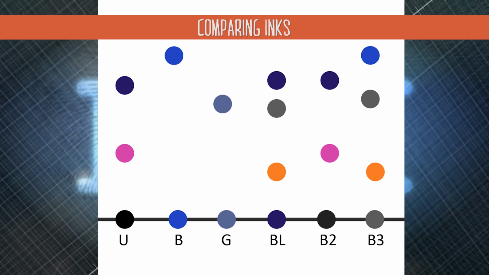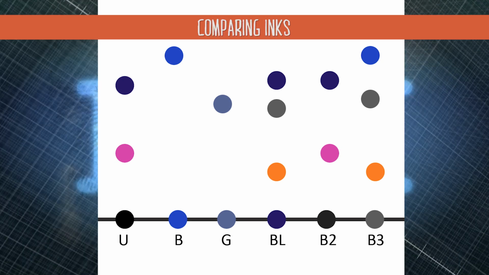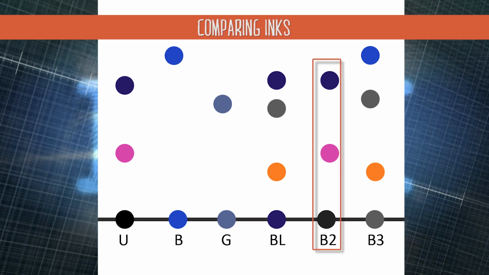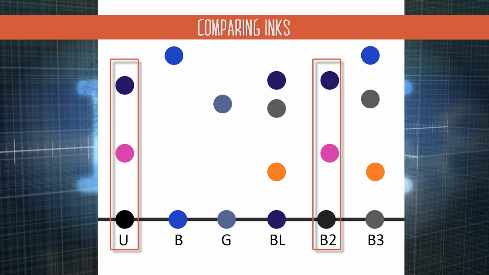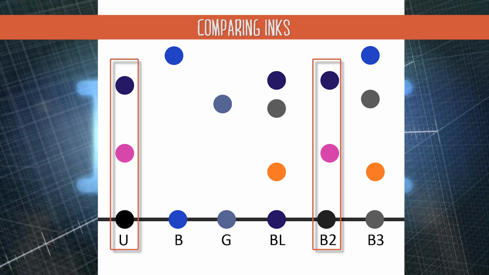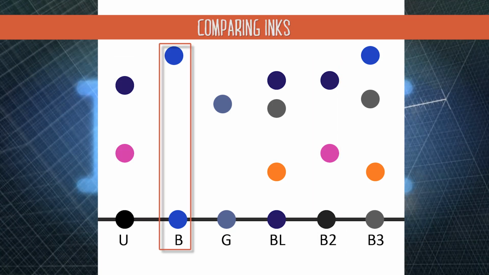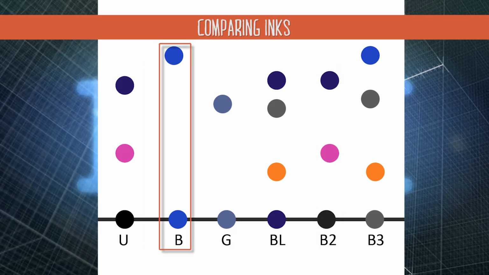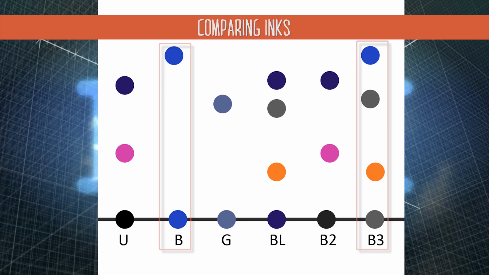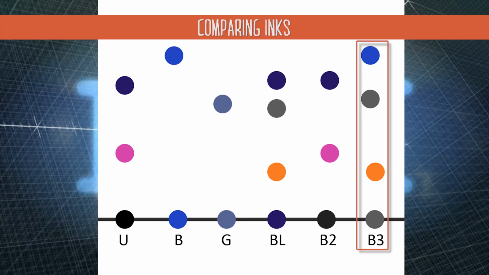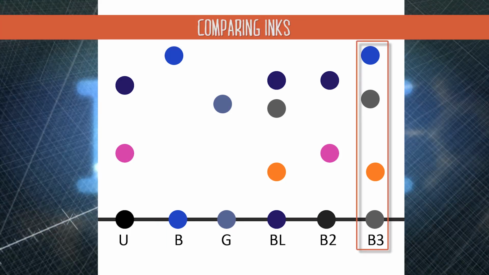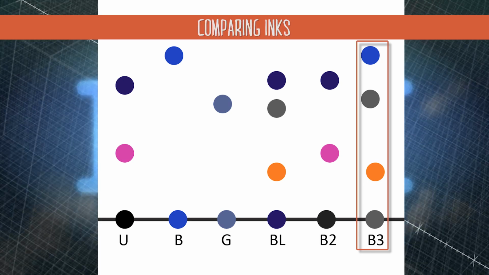What is a chromatogram? Well, a chromatogram is a solid surface upon which components are separated from their mixtures. In this chromatogram, comparing different inks, the unknown ink, U, is the same ink as B2, as it contains the same colours or dyes. Ink B is not a mixture because it only contains one colour. Ink B3 is a mixture containing three colours. One is the same as that in ink B.